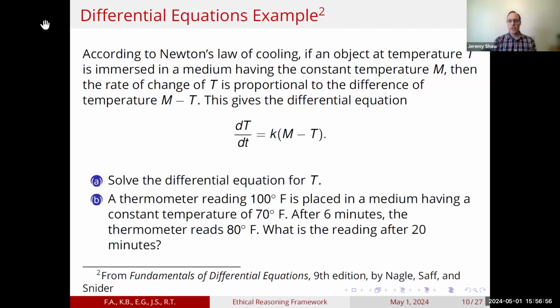A thermometer reading 100 degrees Fahrenheit is placed in a medium having a constant temperature of 70 degrees. After 6 minutes, the thermometer reads 80 degrees. What is the reading after 20 minutes? In my experience teaching differential equations, in the numerous textbooks I've seen at the various levels I've taught, this is a standard modeling problem. As much as real life goes into it, there's not a lot asked about it except do the math, on to the next.